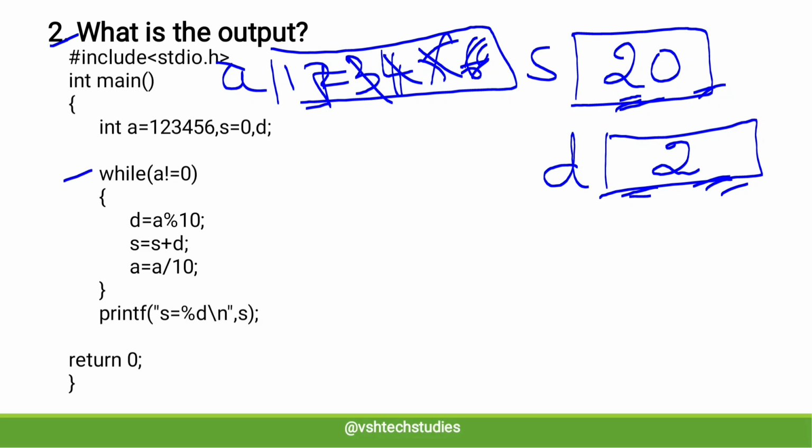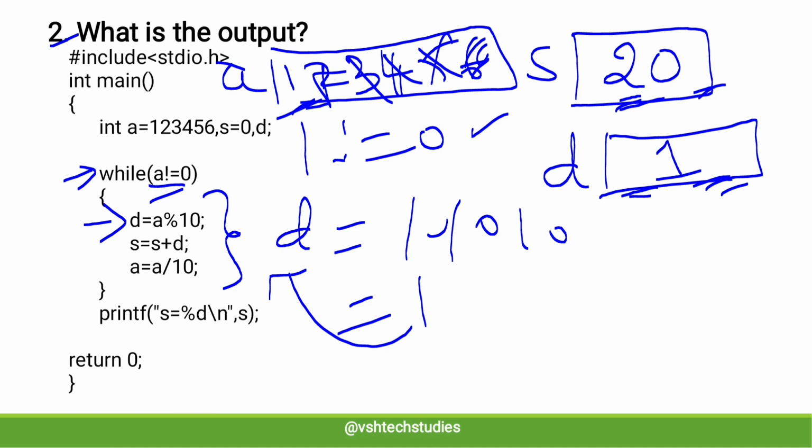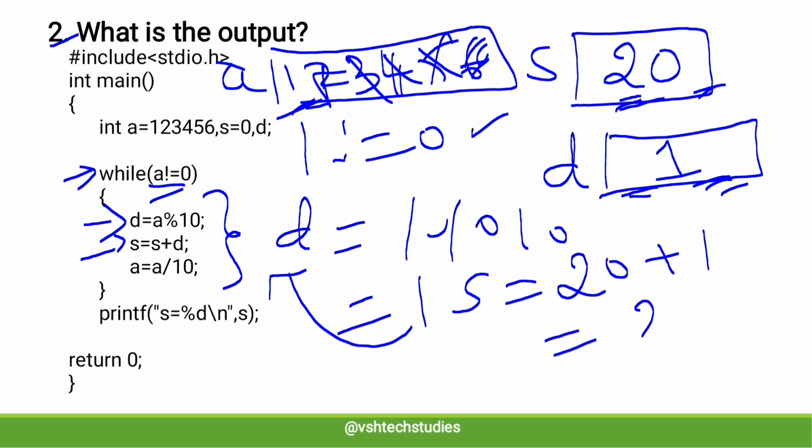In the next iteration, A not equal to 0, A is 1. 1 not equal to 0 is true, hence the loop body must be executed. First instruction is D equal to A mod 10. So 1 mod 10, because A is 1. So 1 mod 10 is 1 only. So that must be assigned to D. So in D, 1 is saved now. Second instruction, S equal to S plus D. S is 20 plus D means 1. So 21. That must be saved back to S. So S is made 21.